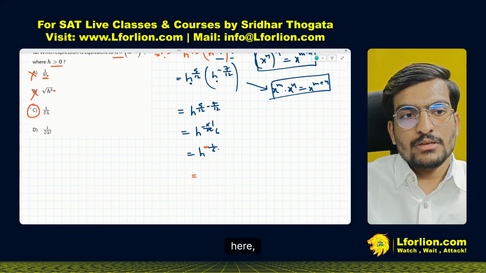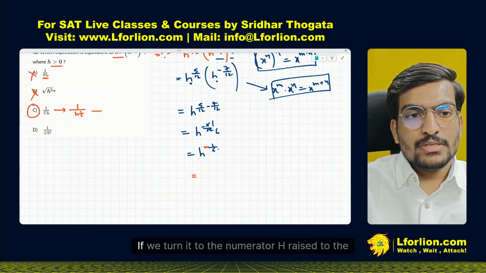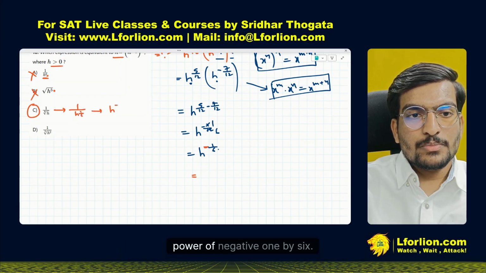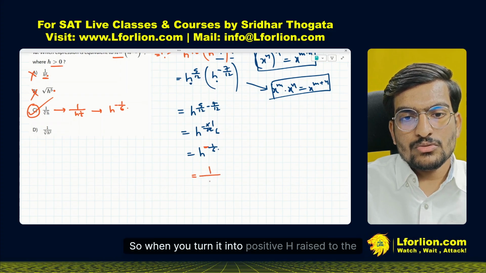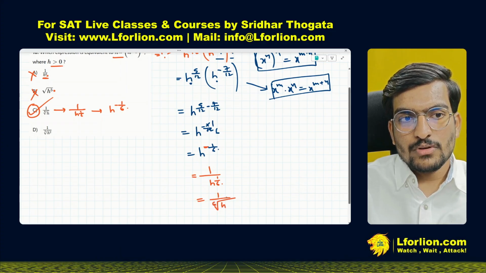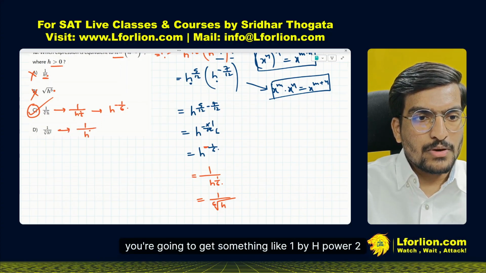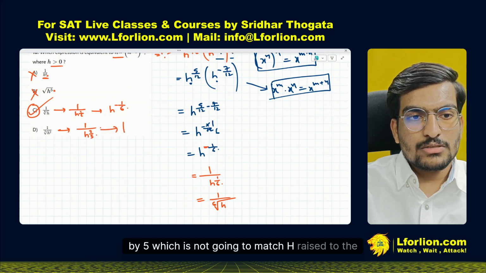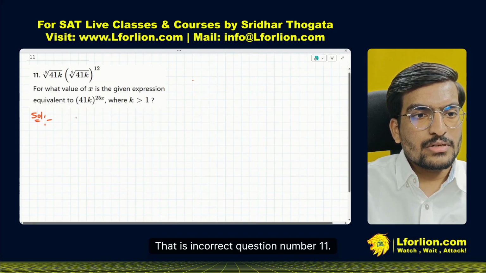And then here it can be, because 1 divided by h raised to the power of 1 by 6, if we turn it to the numerator, h raised to the power of negative 1 by 6. So this is option C, it's matching. So we can turn this one, it's negative, so when you turn it into positive, 1 by h raised to the power of 1 by 6, and it turns into 1 divided by the sixth root of h, which is option C. And if you turn this, you're going to get something like 1 by h power 2 by 5, which is not going to match h raised to the power of negative 2 by 5. That is incorrect.